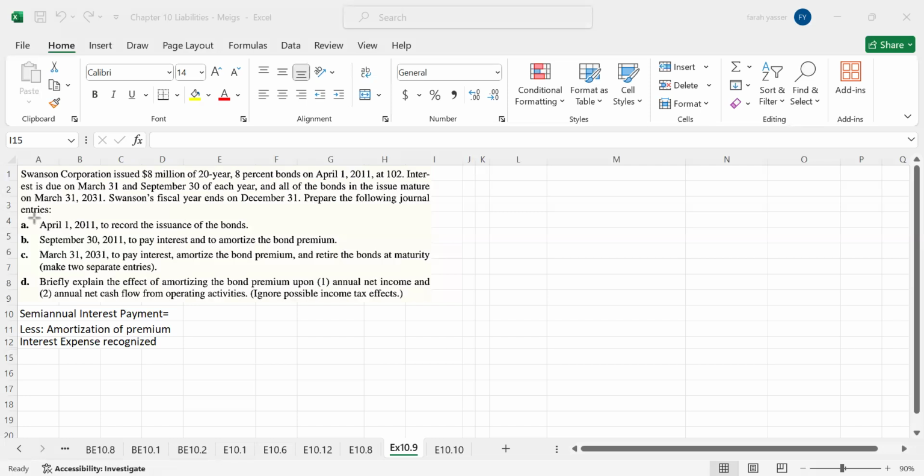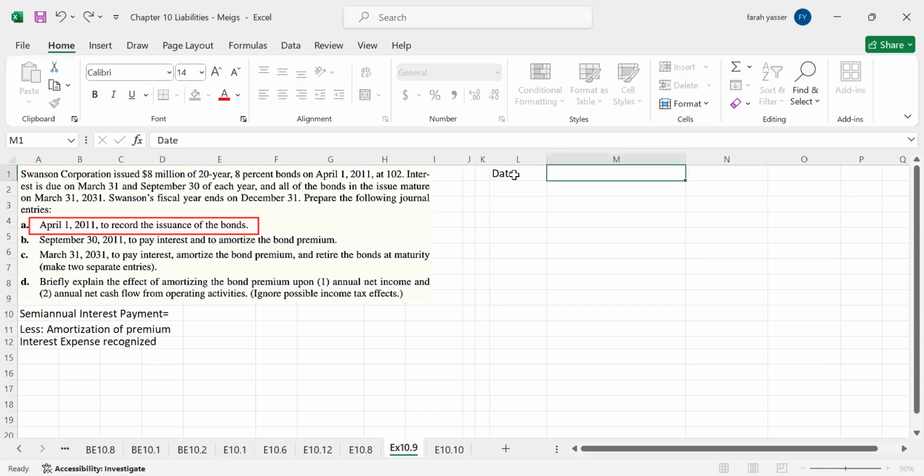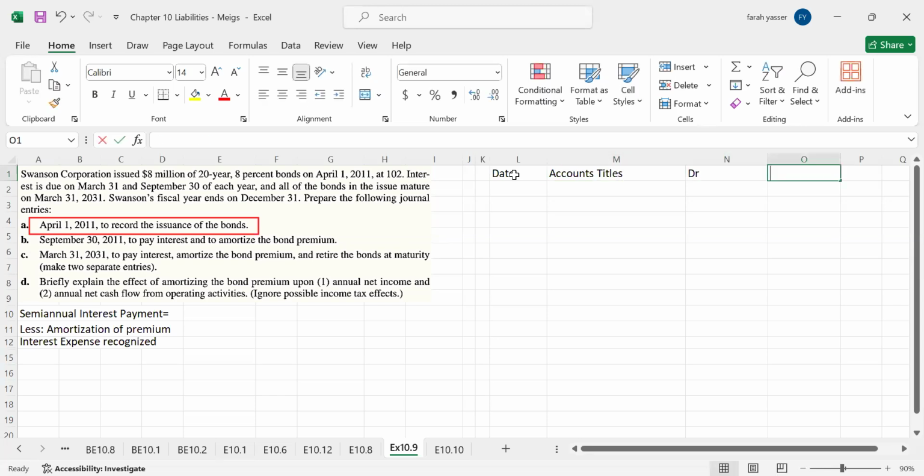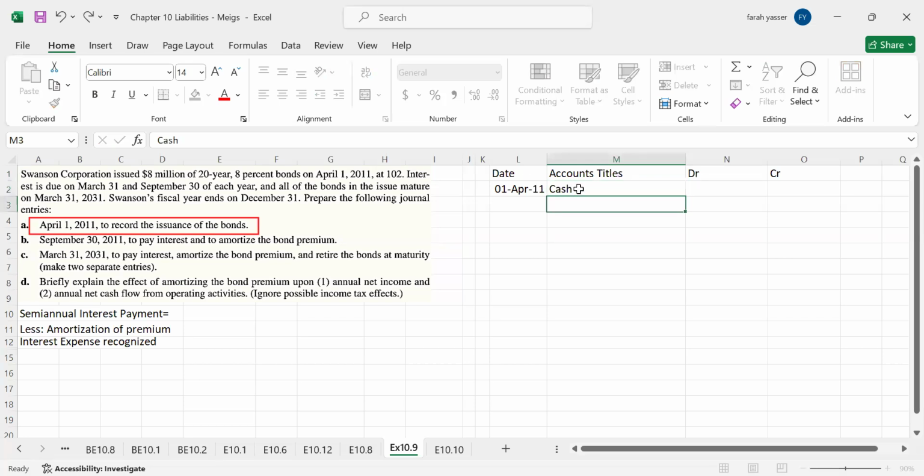Prepare the following journal entries. The first entry is to record the issuance of bonds. We have a date column, then account titles, then a debit column, and then a credit column. The first entry would be on April 1st, 2011, and the entry belongs to the issuance of bonds. Whenever the company issues bonds, the company gets cash. The cash will be debited, and the company issued bonds at a premium, as you can see at 102.